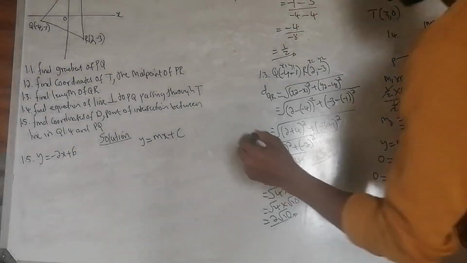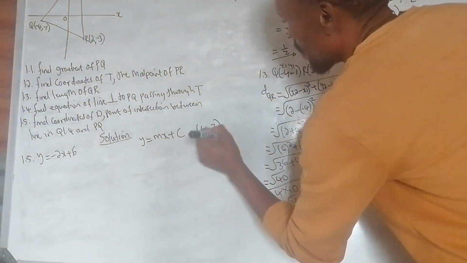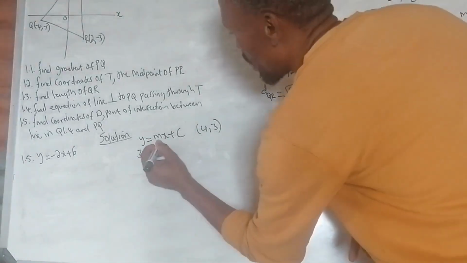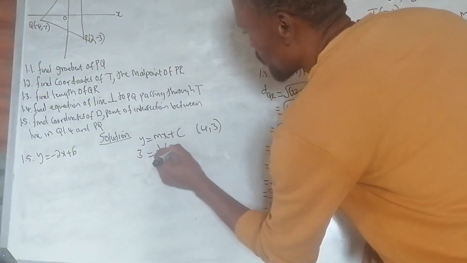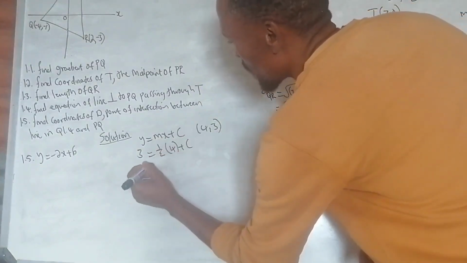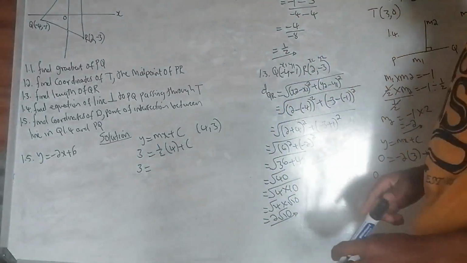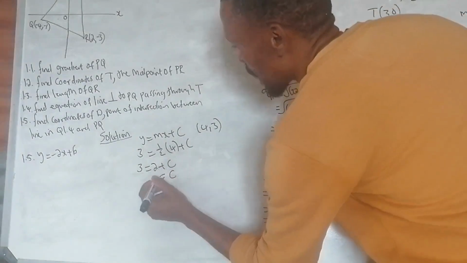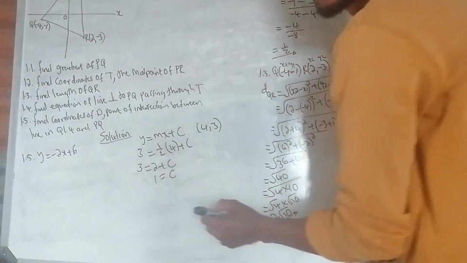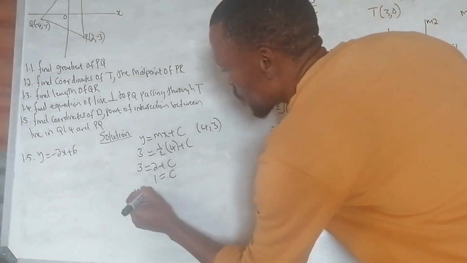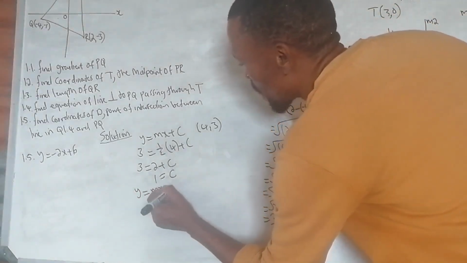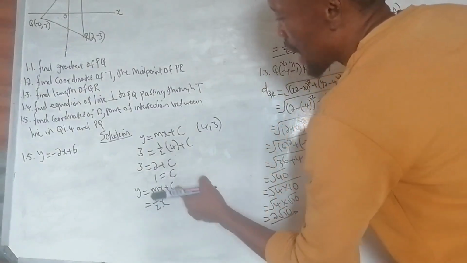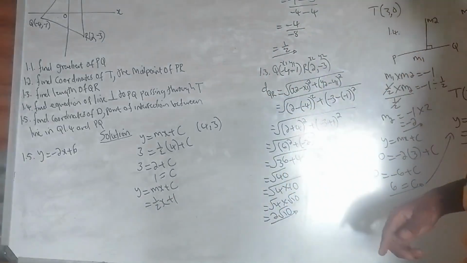We take the point 4 and 3. Y is 3, the gradient is 1/2, x is 4, to find c: 3 equals 1/2 times 4, which is 2. So c is 3 minus 2, which is 1. So the equation is y equals mx plus c, with gradient 1/2 times x, and the value of c is 1.